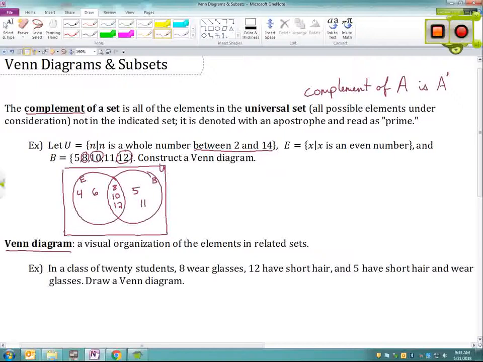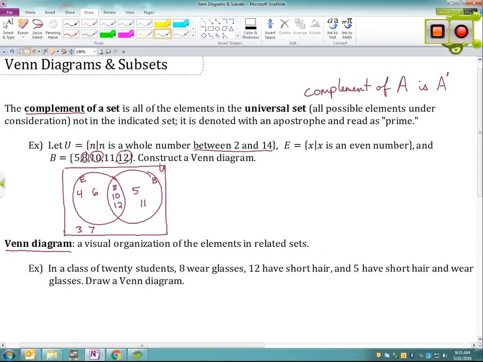I still have a few values that aren't on here, though. Those are going to go into the universal box, but outside those bubbles, because they're not part of set E or B. I know that I'm missing a 3, and there we go, 3, and then 4 is there, 5 is there, 6 is there.